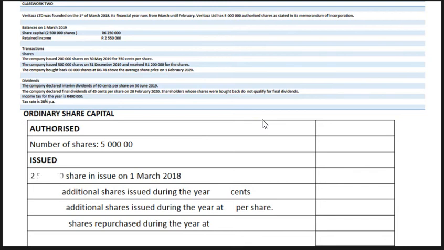It's 2.5. What was our share capital? 6,250,000. We issued additional shares. How many shares did we issue? 200,000. What price?